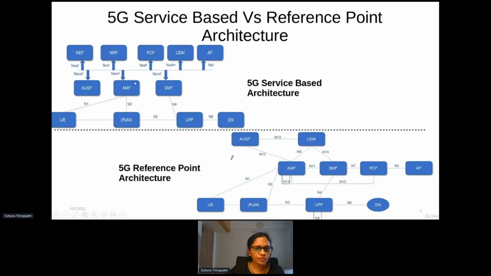Let me get into a couple of network functions that are primarily used in security architecture. Though there are many other network functions that are part of the 5G core, I am going to talk about a few network functions that are primarily used for security.